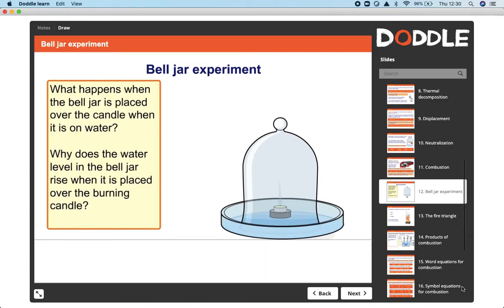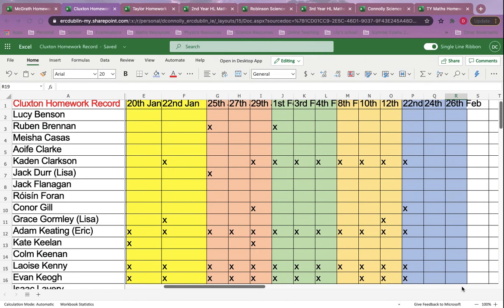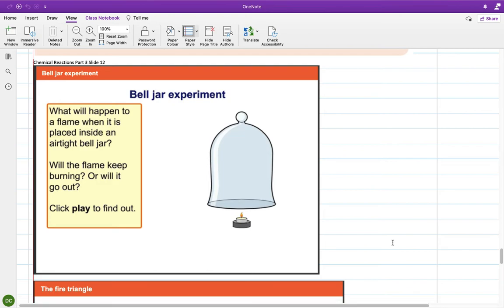What's happening there is actually the exact same thing. When we put the bell jar down over the candle, it continues to burn because it's using up the oxygen that's trapped in the bell jar. The oxygen gas is taking up a certain amount of space, but when the flame uses it, it's not there anymore. So that space is then occupied by the liquid, which gets drawn up to fill the space that's been evacuated by the oxygen gas. It's a nice little experiment to show that combustion, a burning flame, uses oxygen.